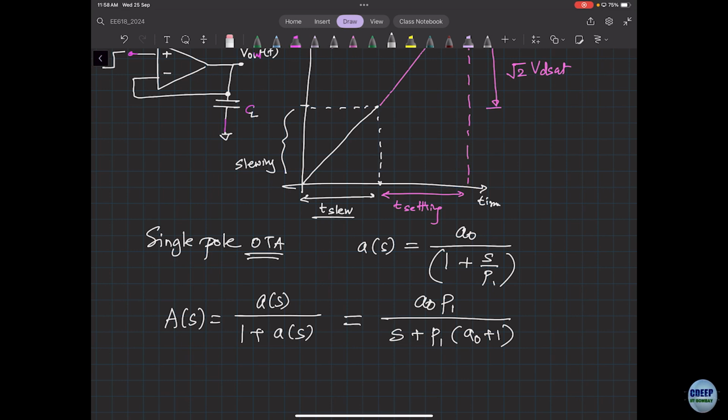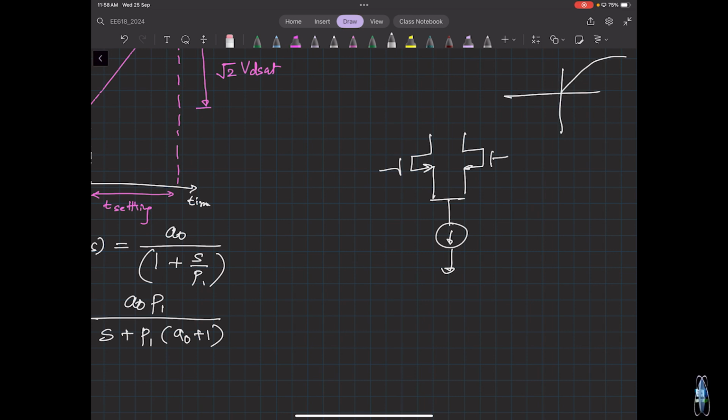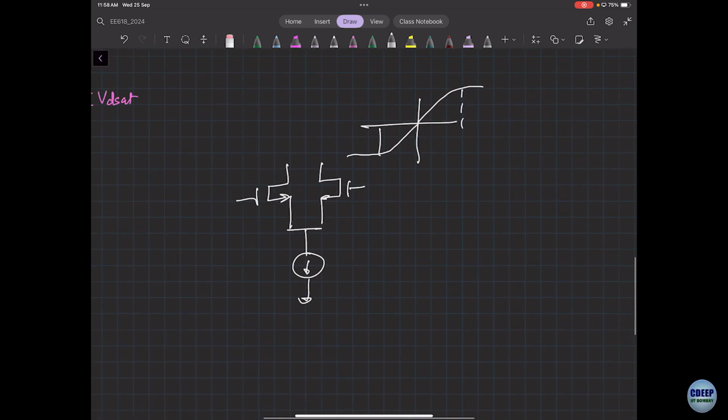So let's say you have a diff pair. Now you answer the question. What's the transfer function of the diff pair? If you remember, it looks like this. We did this a while ago, and we said that this is within root 2 VDSAT. If your voltage is beyond root 2 VDSAT, for that diff pair transistor, then they are either on or off. But if it comes within root 2 VDSAT, then both transistors are adjusting to each other. Okay? Good. Thank you.